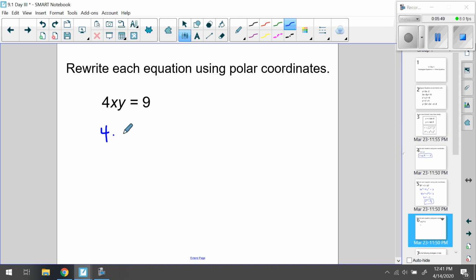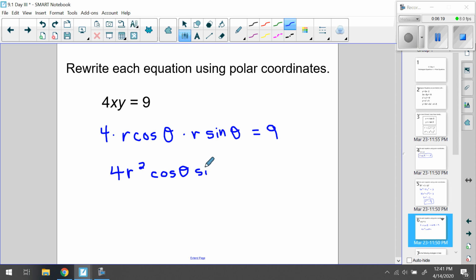So I have 4 times r cosine theta for x. And then I'm going to multiply that by r sine theta for y. And then all of that's still equal to 9. And then I'm just going to do a little bit of simplifying. R times r we could put together as perhaps 4r squared cosine theta sine theta. And all of that will still be equal to 9.